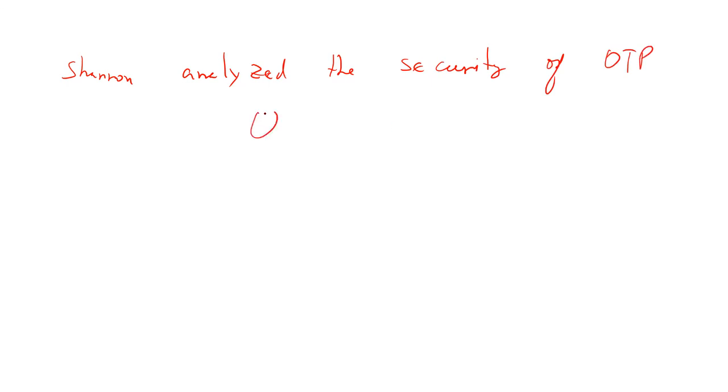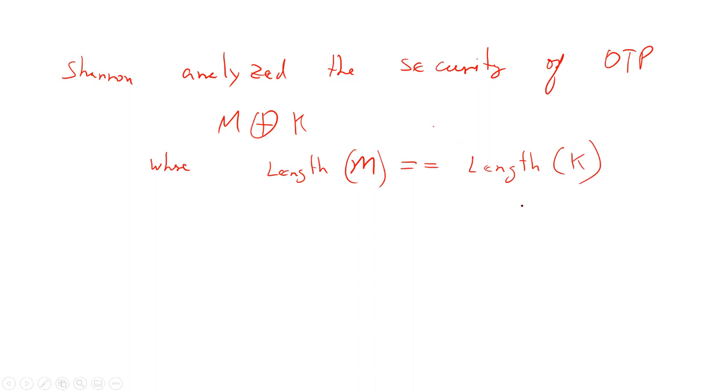Okay. So Shannon and people like him who were working on that problem did research, right? And they analyzed, let's say Shannon, but a lot of people, not just him, analyzed the security of the OTP, where if you remember, it is the message and the key, where the length of the message is equal to the length of the key. Okay, they're the same. So that's the idea of the OTP.